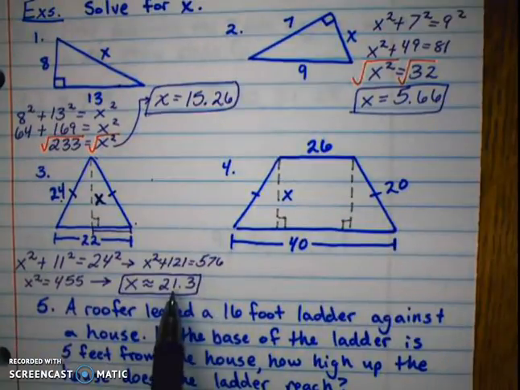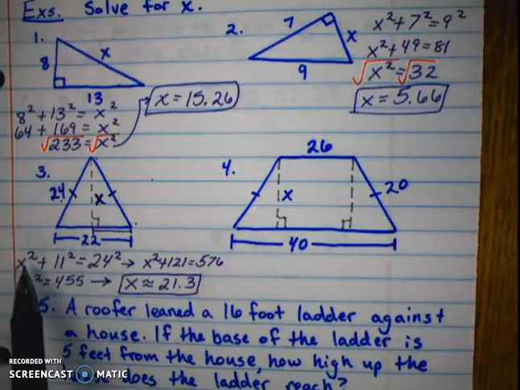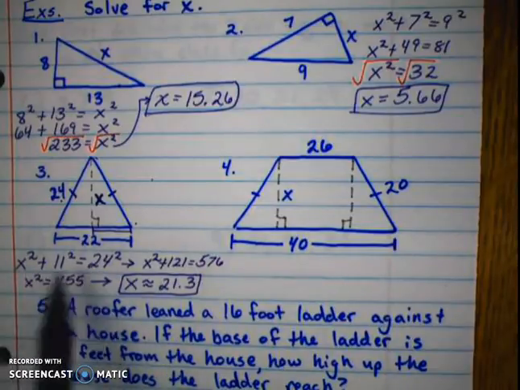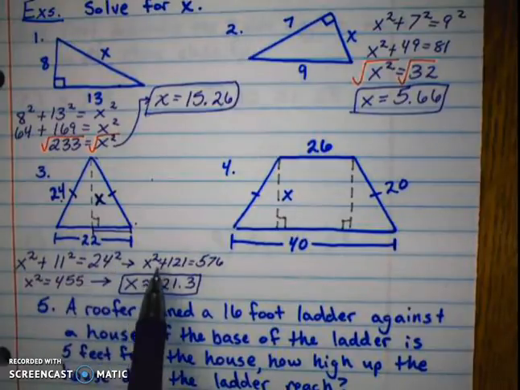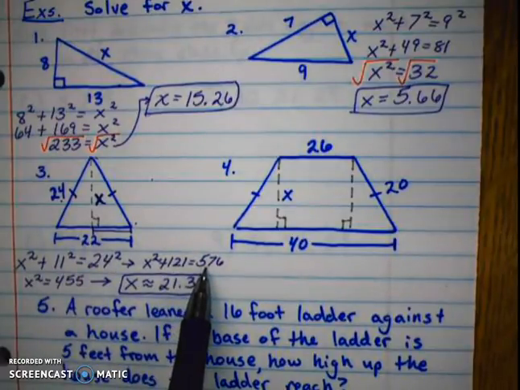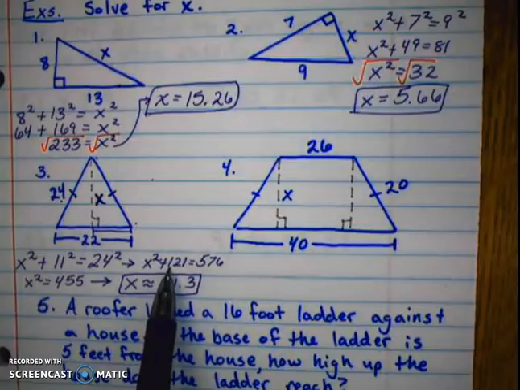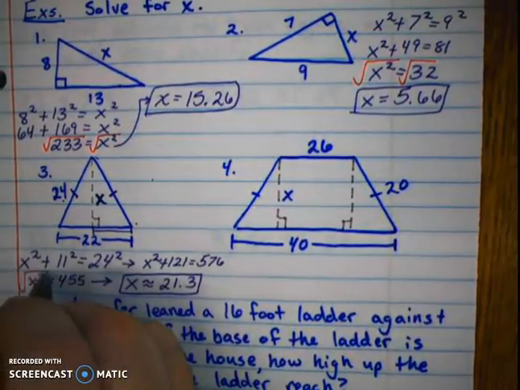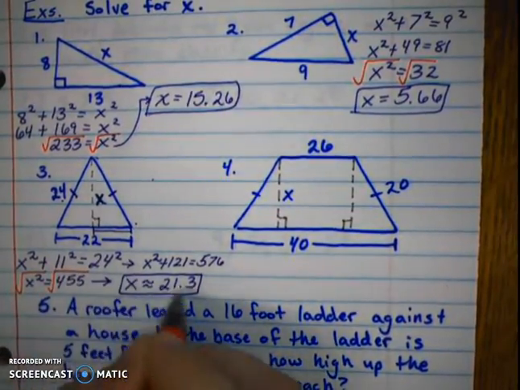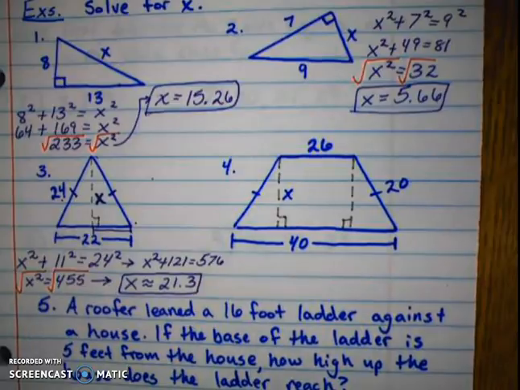X should equal 21.3. So if we set this up, I'll recover what I talked about here. X squared plus 11 squared equals 24 squared. So 11 squared is 121, and 24 squared is 576. So we subtract 121 from both sides, and we get this. And then we take the square root of both of those to get our final answer.